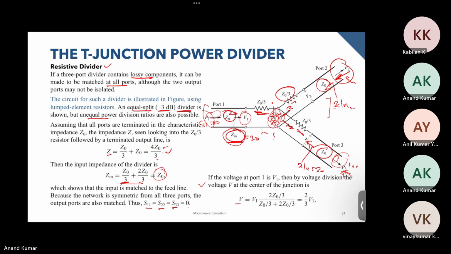And the total thing over here is 4 Z naught by 3. So if you look closely, we have V1 over here, we have a resistance Z naught by 3, and then we have 2 Z naught by 3, and then something round over here. So the voltage over here, using the voltage divider, we get as 2 by 3 V1 across this, right? So we get this V as 2 by 3 V1.